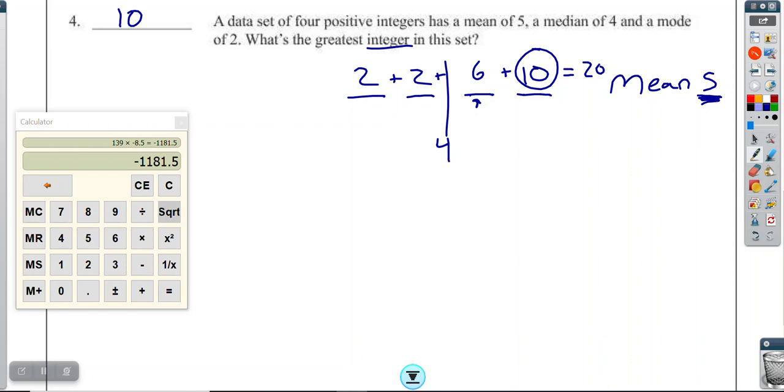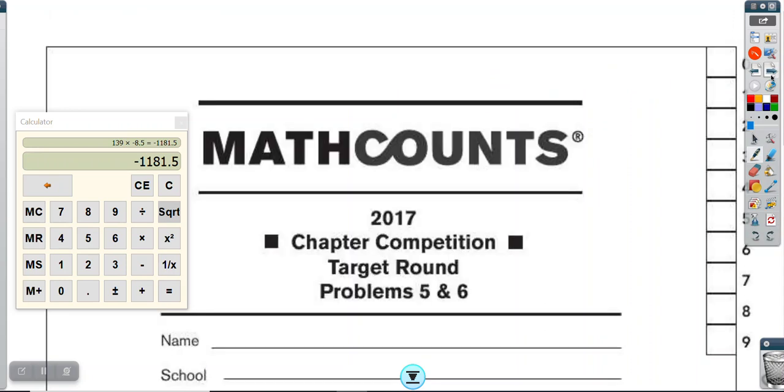Let's go on to 5 and 6 and do a third video for the last two, which are a little more complicated. Actually, I don't need to get rid of that. All right, 5 and 6, here we go. No, that's 7 and 8, 5 and 6.